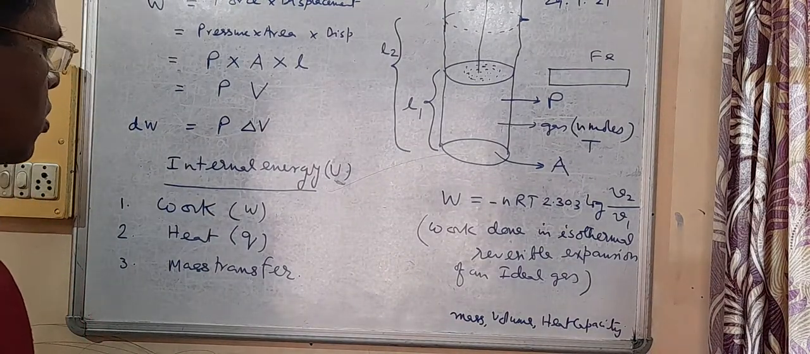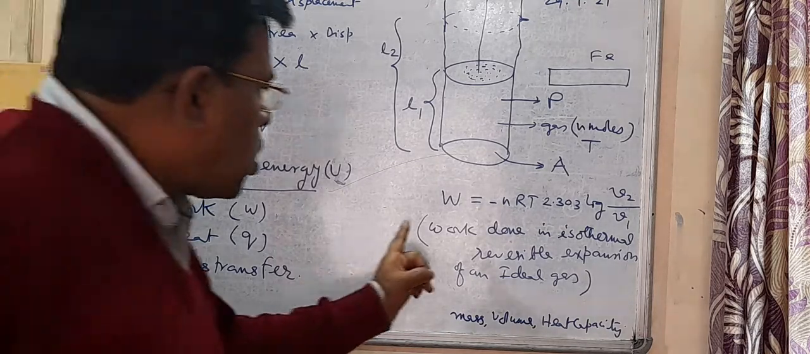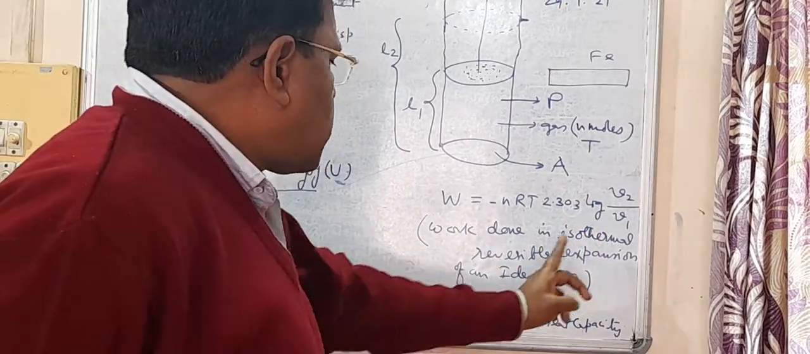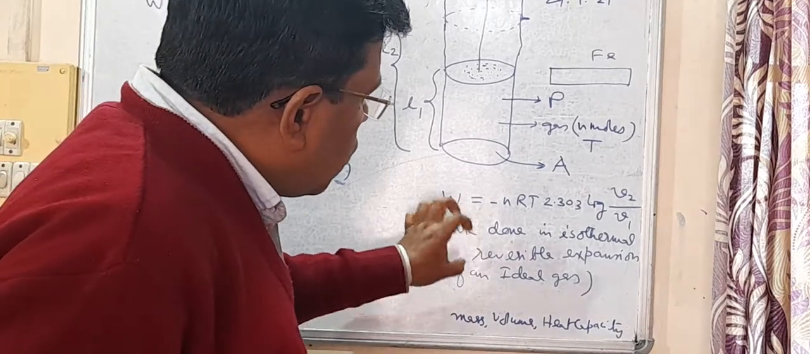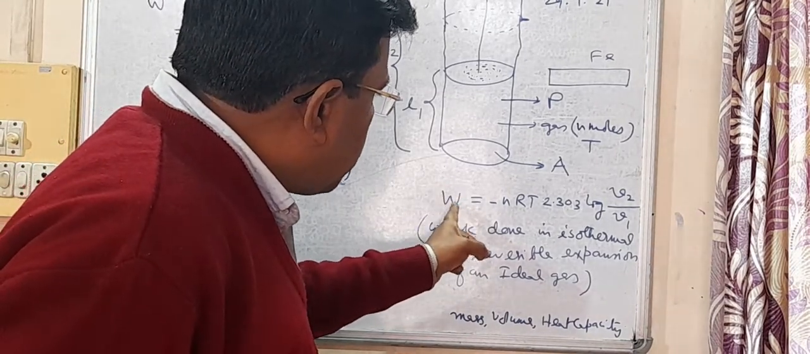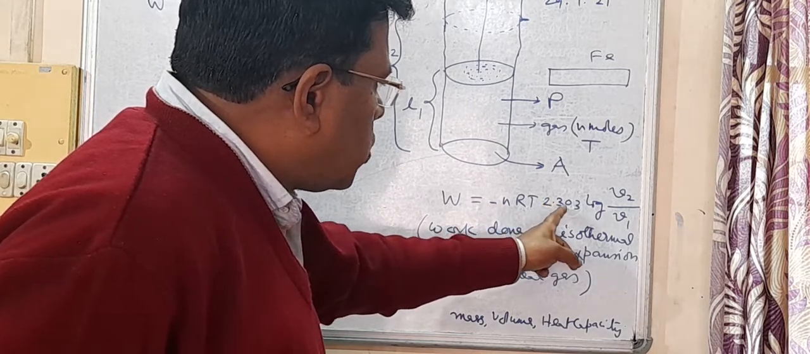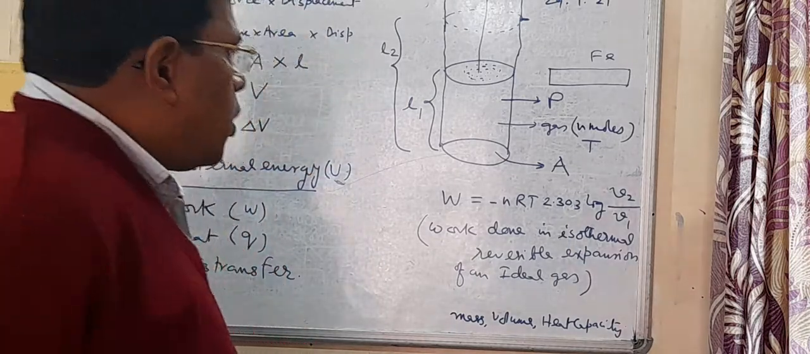Now we are going to derive an expression for work done, that is, work done in isothermal reversible expansion of an ideal gas. We will get an expression W is equal to minus nRT into 2.303 log V2 by V1. This expression we will be getting.